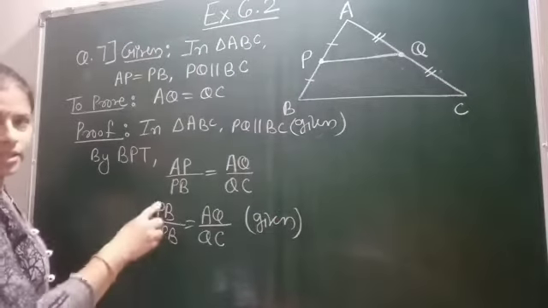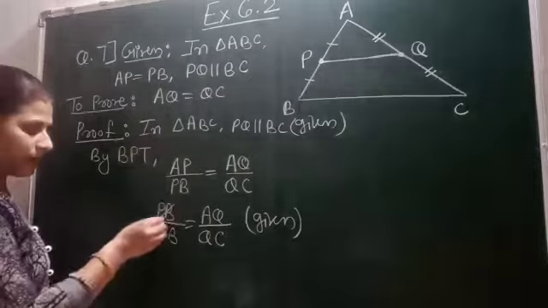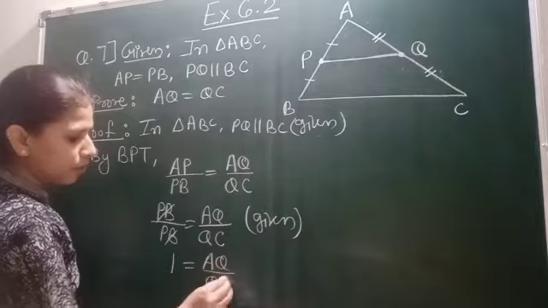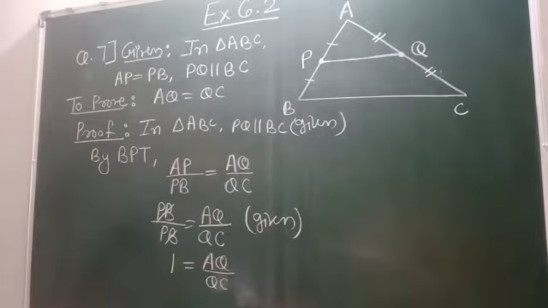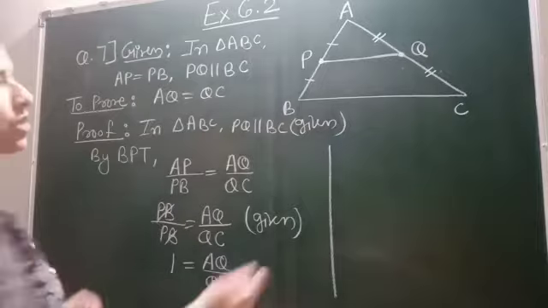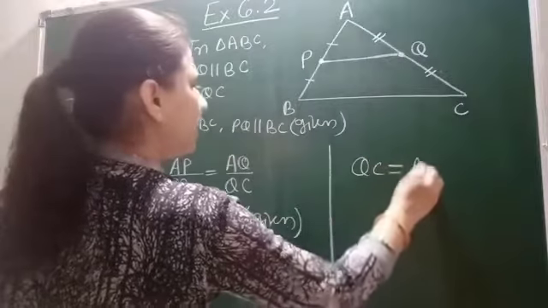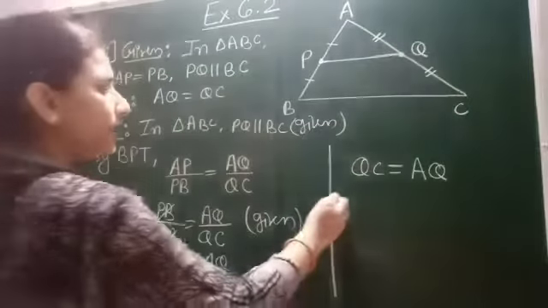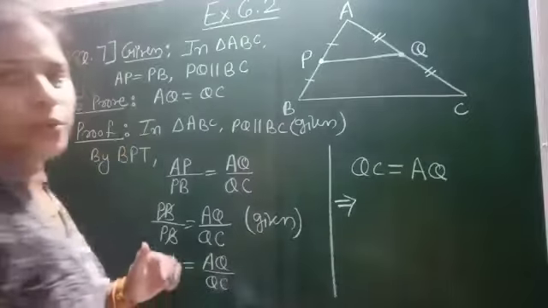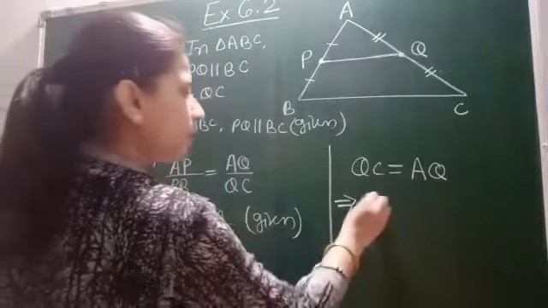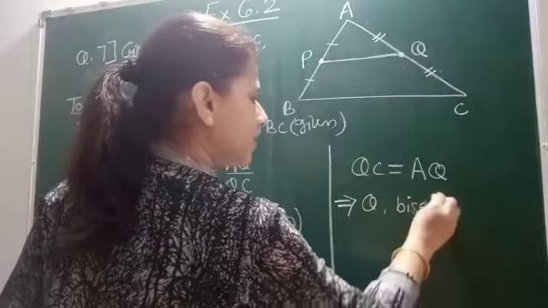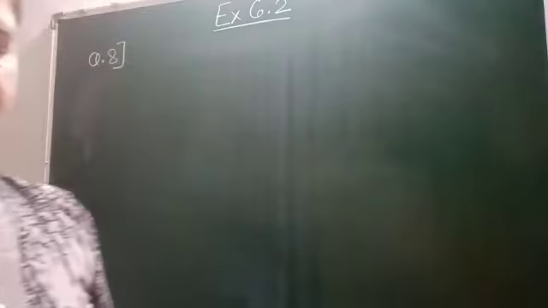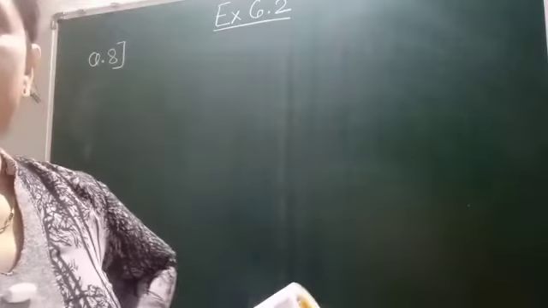Now you can see this PB cancels with this PB and we will get 1. 1 equals AQ upon QC. Now we will cross multiply, and after cross multiplication we will get QC equals AQ. It means AQ is equal to QC, and this shows that Q bisects AC.